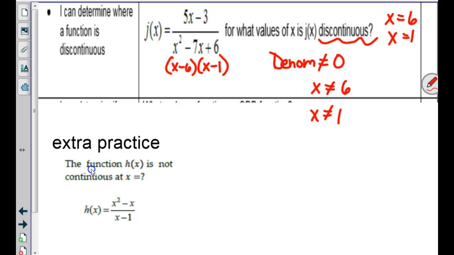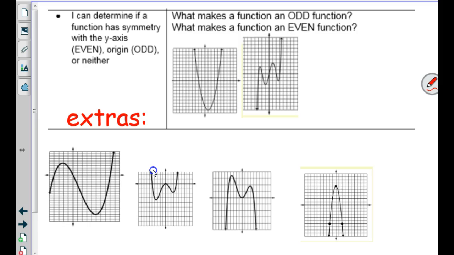This function down here, where is this not continuous? When x equals 1, as it would make the denominator 0. Everybody okay on that question? All right, then we're to the new stuff. No, we're not. Just kidding.